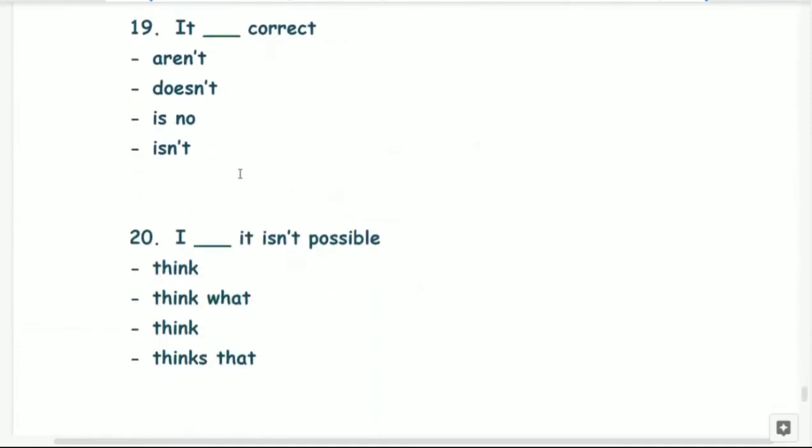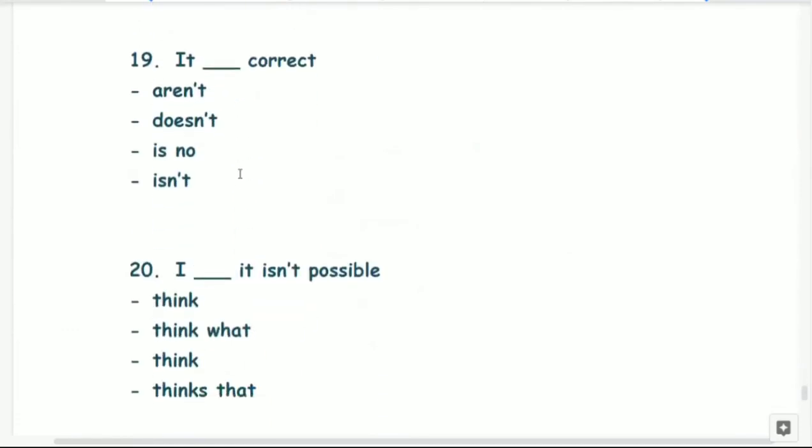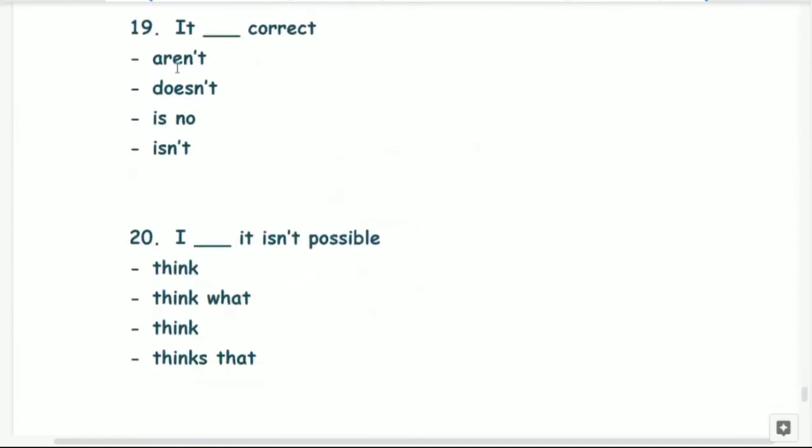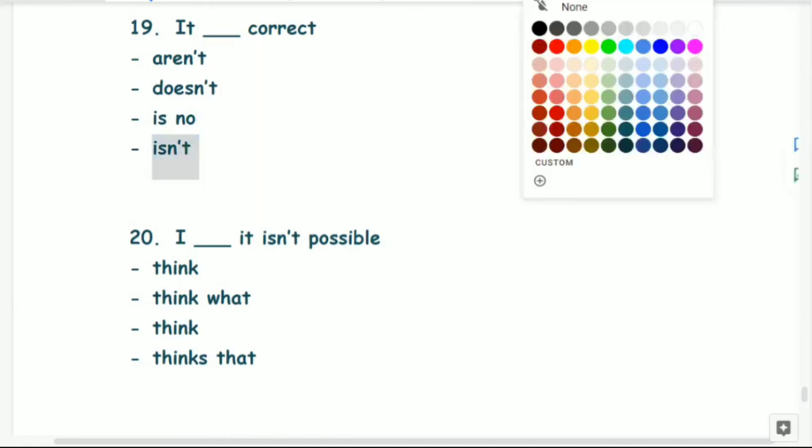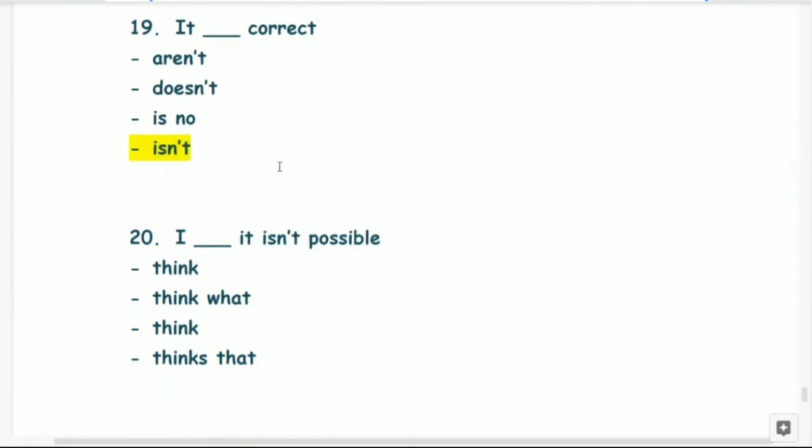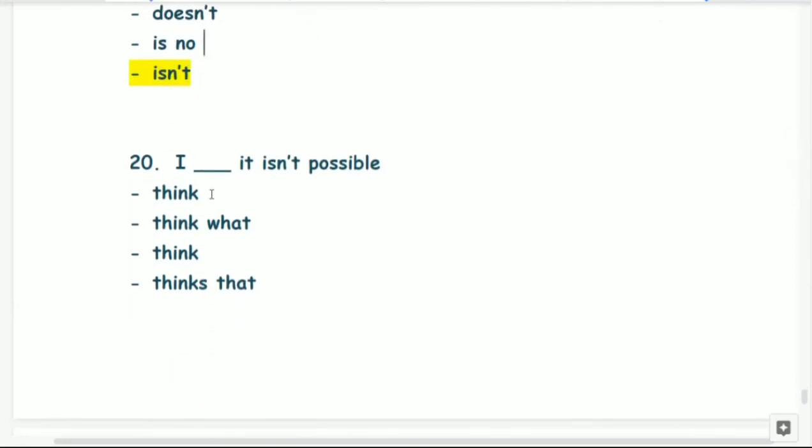So the last one for me, 19th, is mine. It aren't correct. No. It doesn't correct. No. It is no correct. No. Maybe it is not correct is right, but it is not correct isn't right. And it isn't correct is absolutely, definitely right, is the only right answer. Okay, and the last one, the 20th, is yours, as you see.